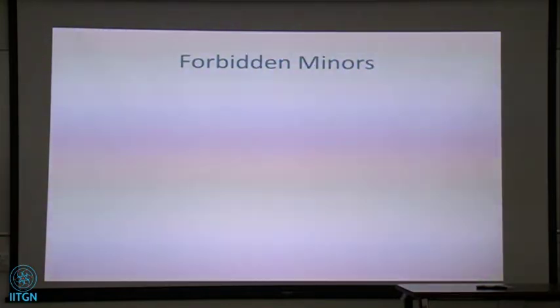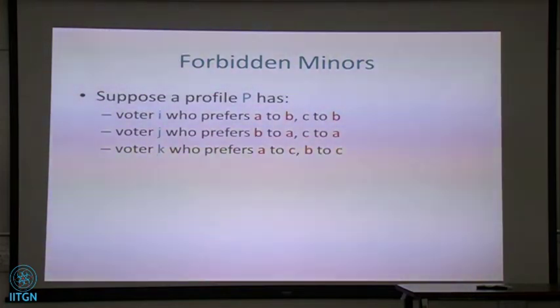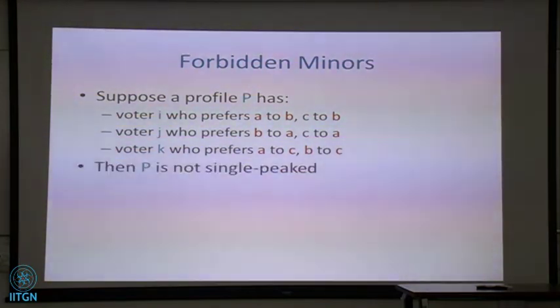Okay, here's one more story I'd like to tell you: forbidden minors. Suppose in a profile, we have a voter who prefers both A and C to B. We have a voter who prefers B to A and C to A. And we have a voter who prefers A to C and B to C. Then this profile is not single peaked.